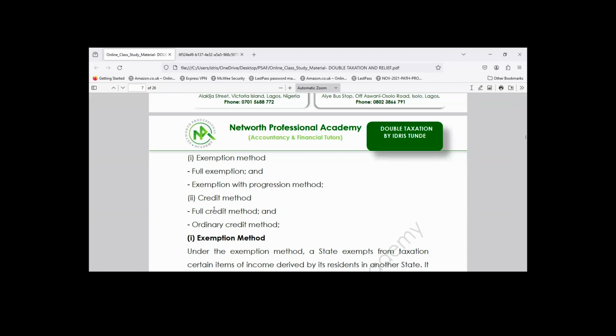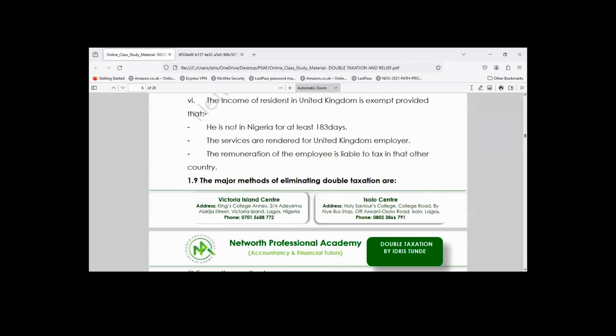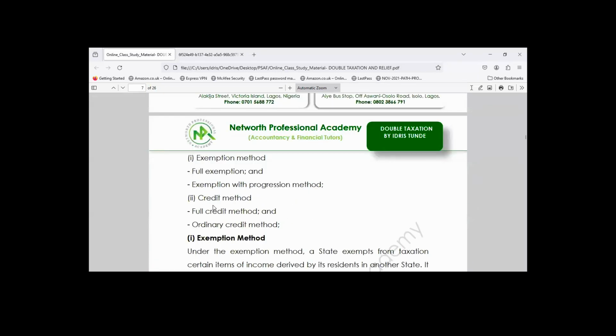So, those are the two methods. There are two methods of eliminating double taxation. It's either you give some income exemption, like those income I mentioned above, or you give credit method. Credit methods normally arise through double taxation agreement or double taxation relief. Do we understand?